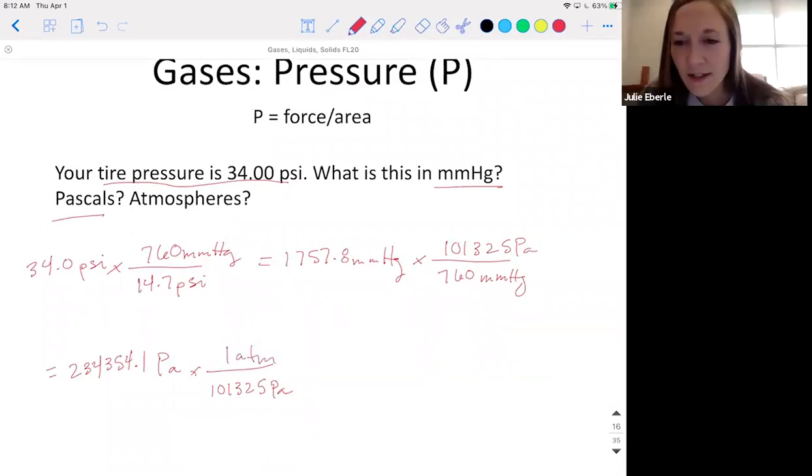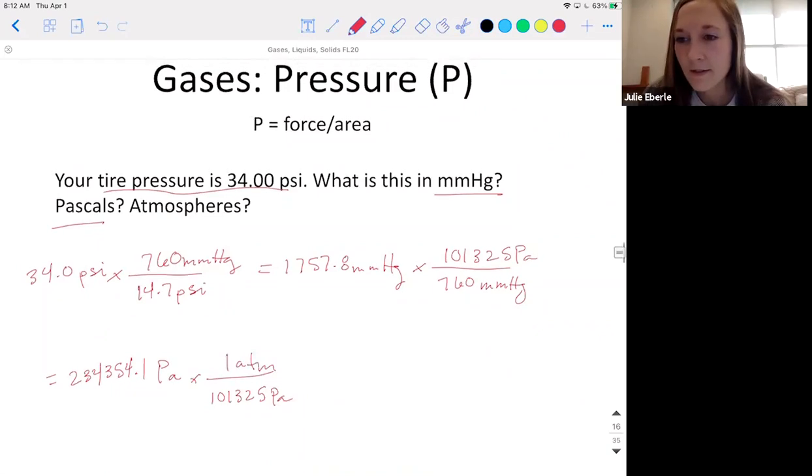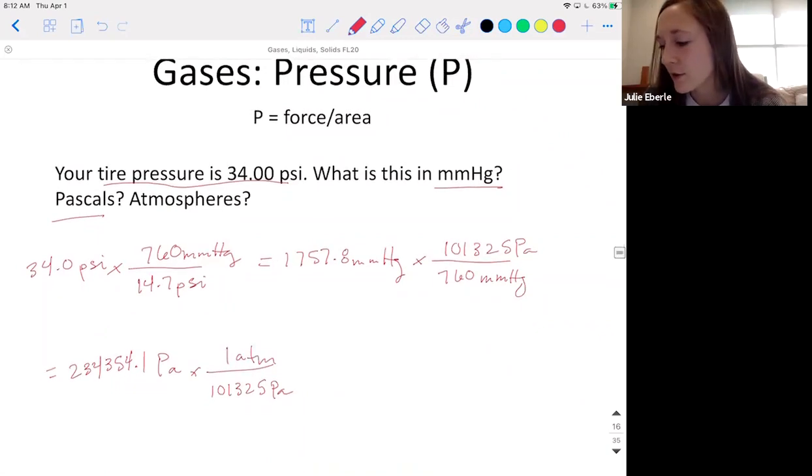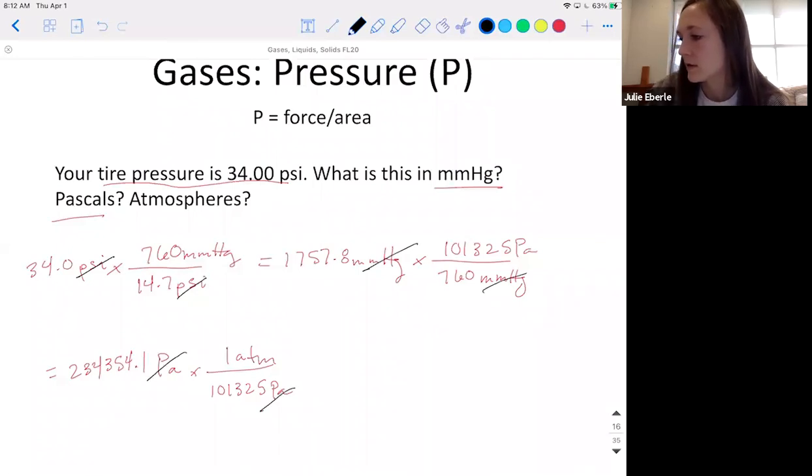ATM's a nice unit, isn't it? I like the 1. So you just do the 234,354.1, divide that by your 101,325. And each time we see that first unit cancels. Okay, what do we got for ATM? 2.3. Very nice. Okay.